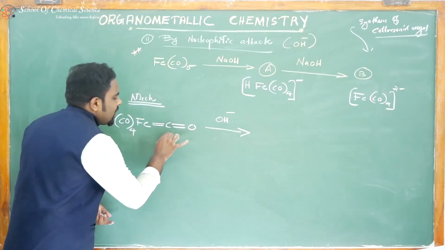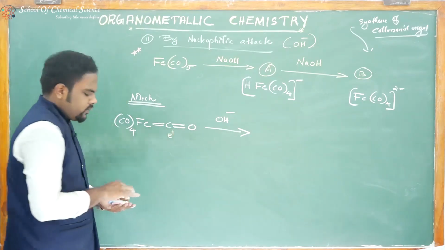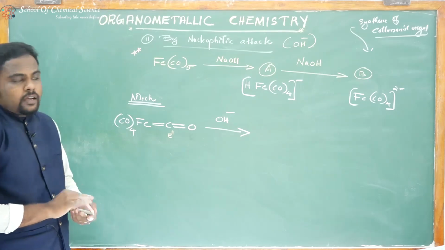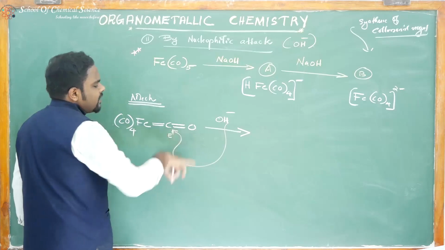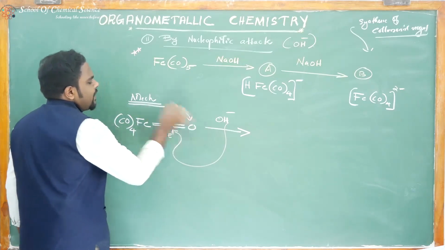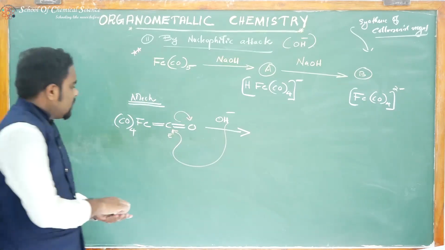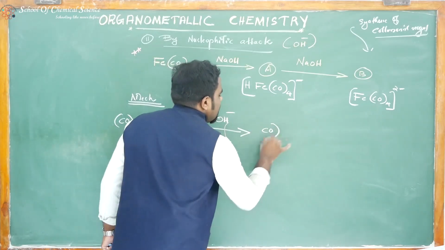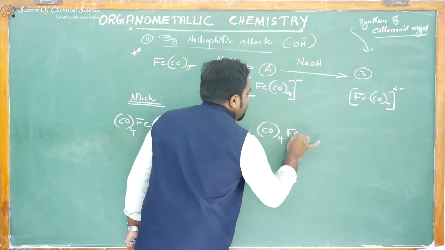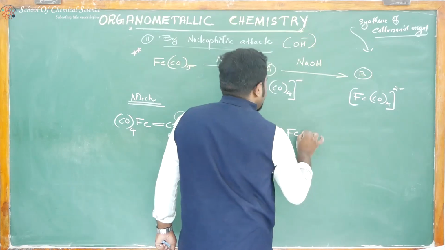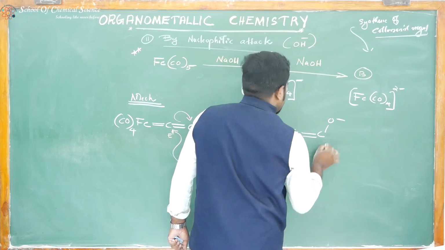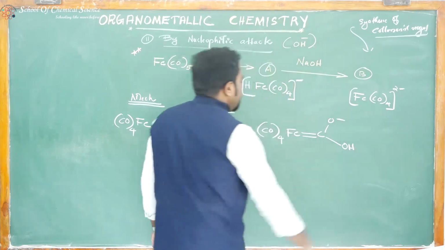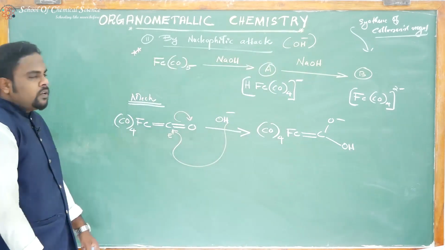You know this carbon is electrophilic, having positive charge. This is a carbonyl carbon, always positive charge. So OH minus will attack the carbonyl carbon. This pi bond shifts towards oxygen. So what will be the reaction? (CO)4Fe double bond C, O minus, OH.